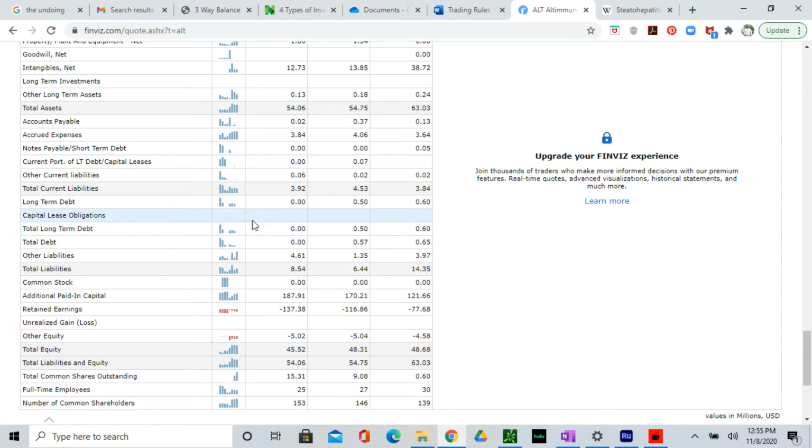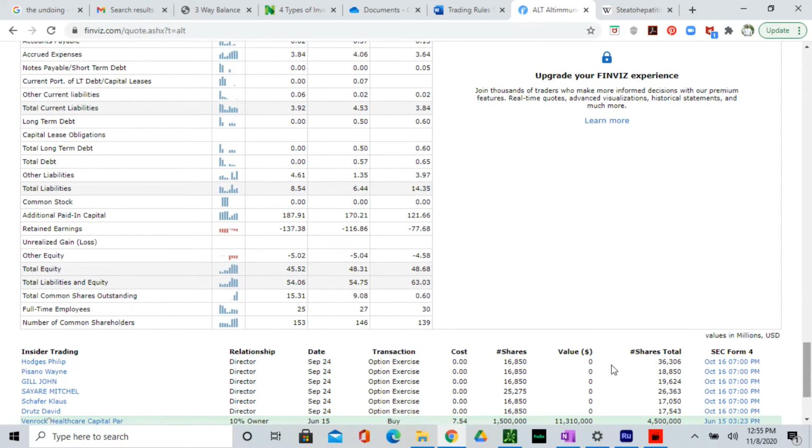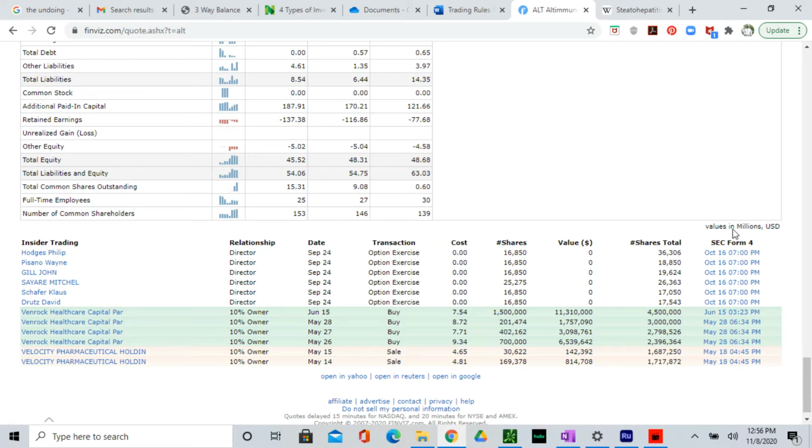So their current liability is definitely lesser than their total assets. So that's always good. So their total equity is 45, which is great. I would imagine that this is in the millions. Yeah, see, there it is. Value is in the millions.